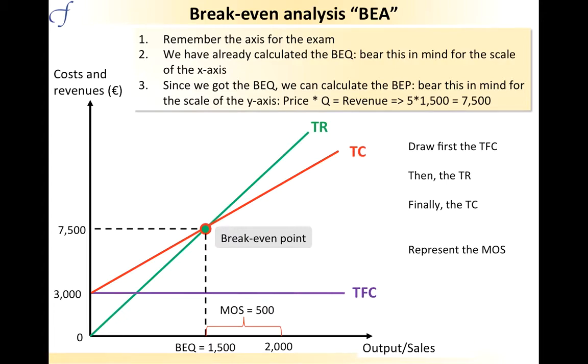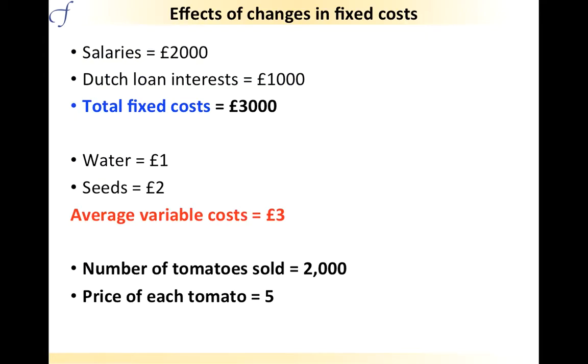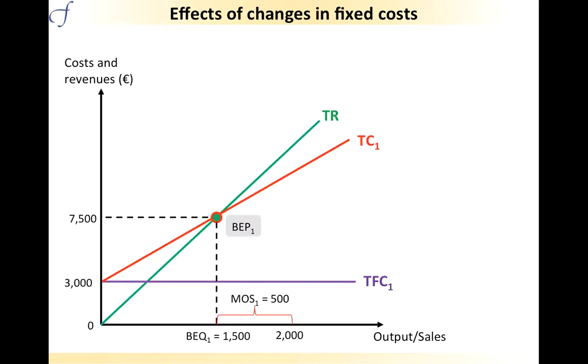Now we're going to be doing analysis by changing some of the variables, which is something that you're also required to do. We're going to start with a change in fixed cost. Now suppose that you're told that interest rates are increasing and therefore the total fixed cost for our company has increased to £4,000. We start with the same diagram, the one that we drew, and we need to proceed as follows. One, we plot the new total fixed cost curve.